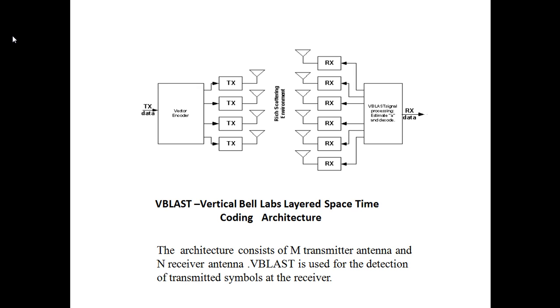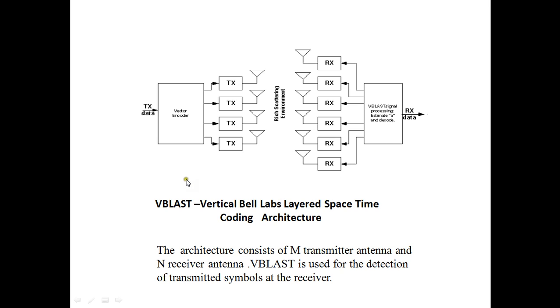This is the architecture of the entire V-BLAST system. You have the transmitter, you have the receiver, you have transmitter antennae, you have the receiver antennae. And here you see you have your entire transmitter system, you have your entire receiver system. Your transmitter data comes in, then it goes into the different transmitter antennae as different substreams, and is collected by the receiver at the receiver end. At the receiver end, you employ V-BLAST in order to make the detection, or the estimate, of the transmitted symbols at the receiver.